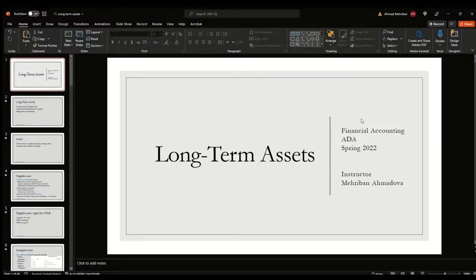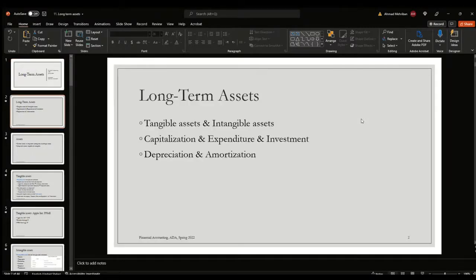Long-term assets. This topic will tackle certain questions such as the differentiation between tangible and intangible assets. We will talk about depreciation and amortization. And we're also going to talk about capitalization and expenditure and investments as well. So this is going to be quite an interesting topic to go through.